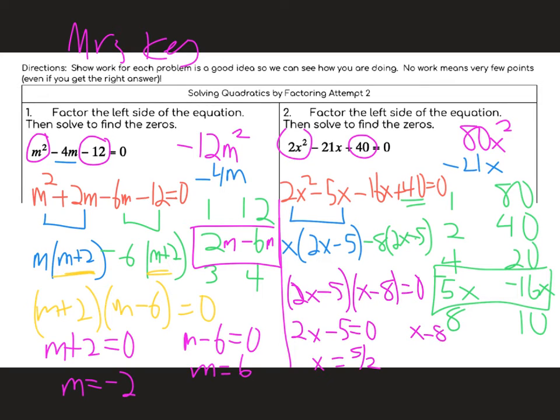X minus 8 equals 0. Add 8, x equals 8. So we did it. You can check yourself by plugging those things in and seeing that you get 0 when you plug in.